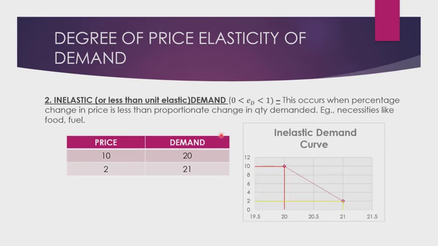Second is inelastic demand. Inelastic demand is when a change in price leads to a less than proportionate change in the demand. In such cases the demand is said to be less elastic or inelastic. This happens when the change in price is large. The difference between the initial price and the present price is 8, 10 minus 2 is 8, so the change is large, whereas the change in quantity demanded is just 1 unit. So the proportionate change in price is more compared to the change in quantity demanded.